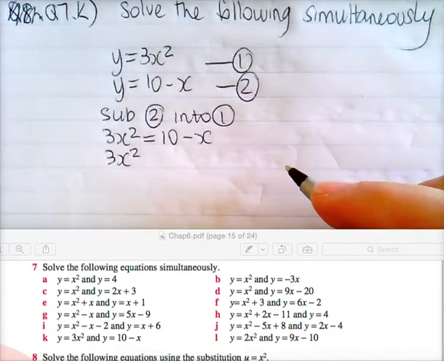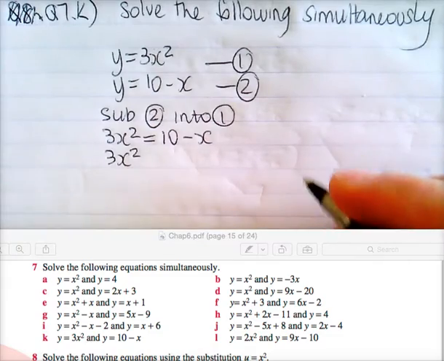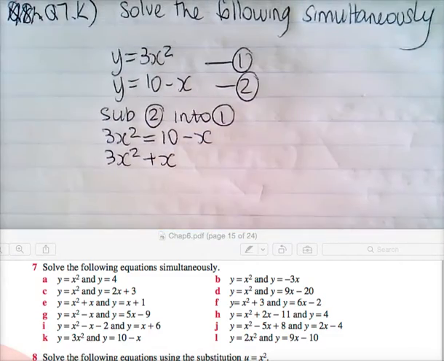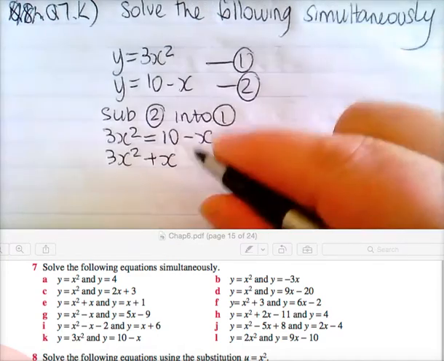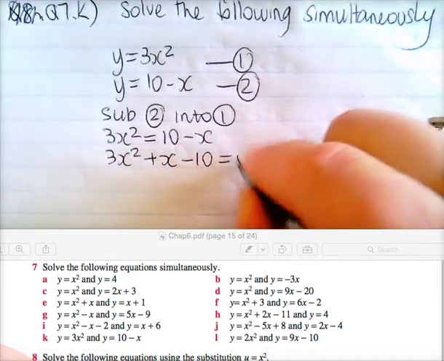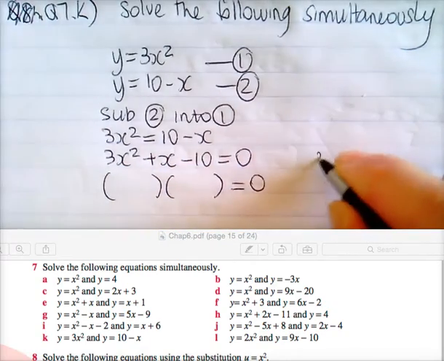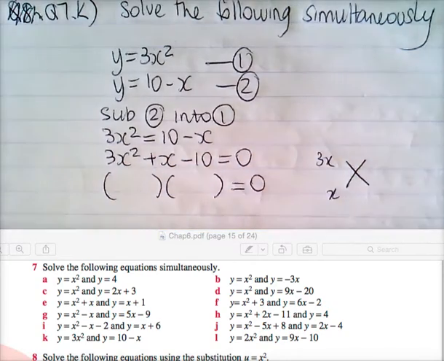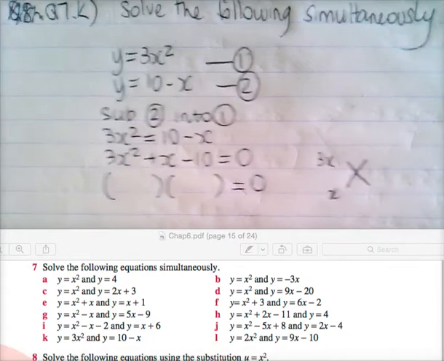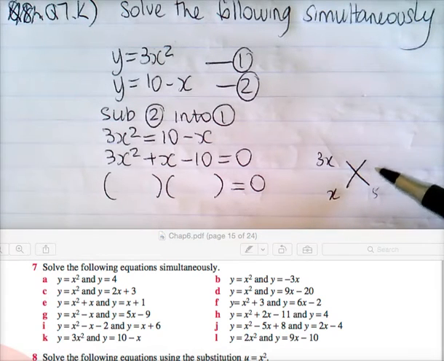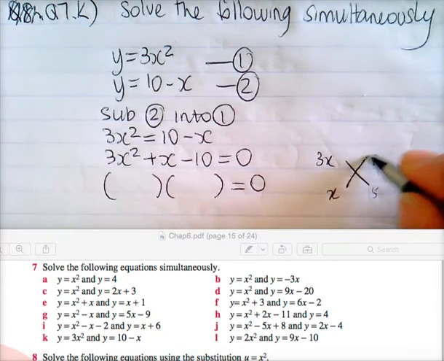3x squared, is it going to be plus or minus x? Plus x. Is it going to be plus or minus 10? Minus 10. Equals 0. Let's try and do a factorisation here. We'll see. Factors of 10. 5 and 2. I wouldn't put the 5 here. That's going to give me 15. It's too big. You know what? Yeah. Let's go 2 and 5.